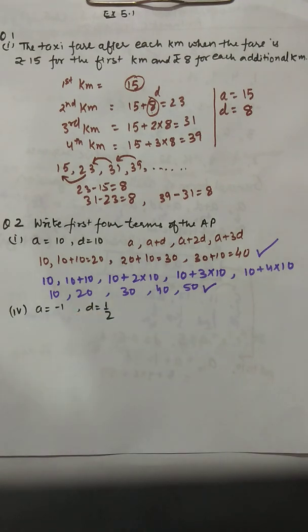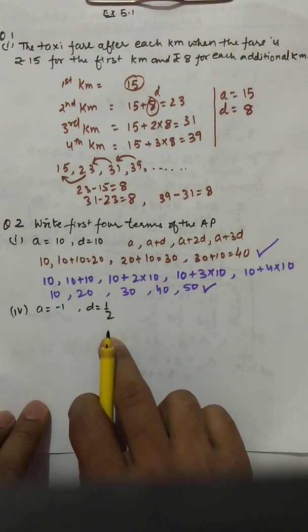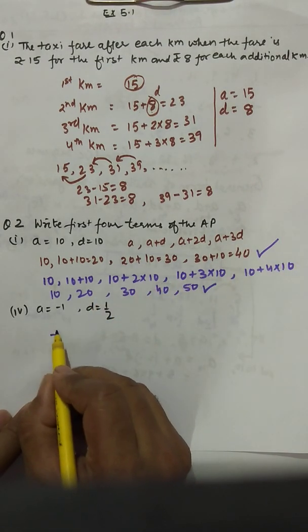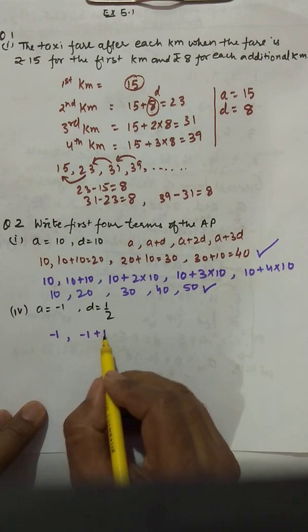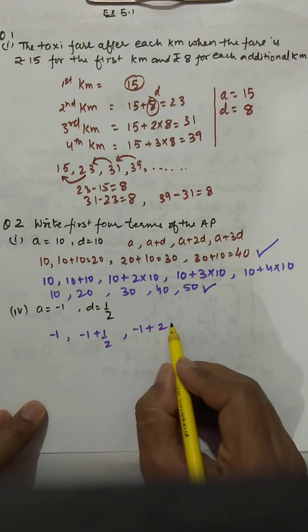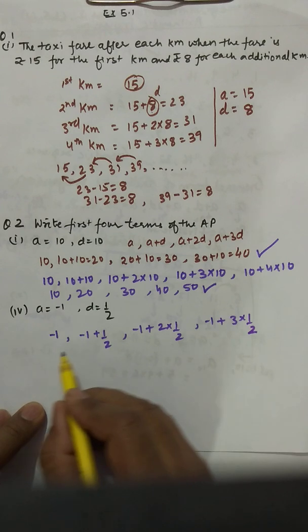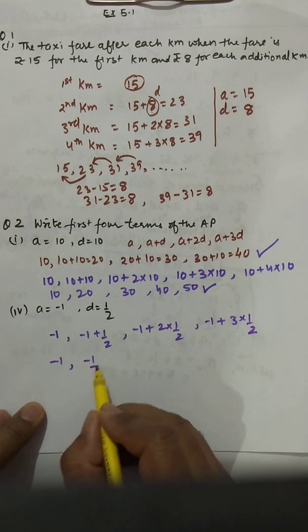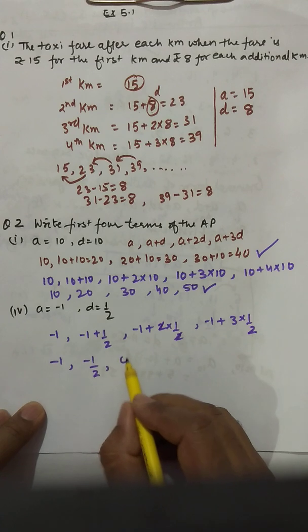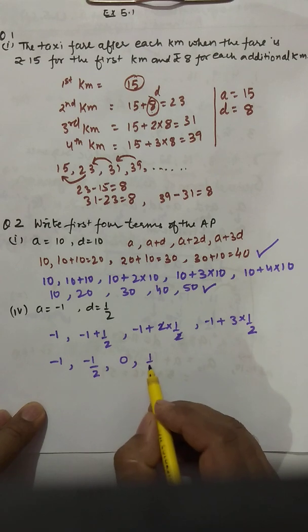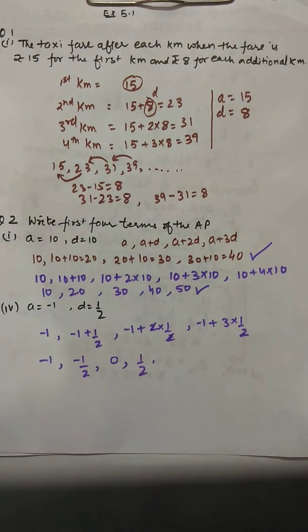Now come to the fourth part. A is -1, D is 1/2. I can use either method. So this is -1, next will be -1 plus 1/2, then -1 plus 2 into 1/2, then -1 plus 3 into 1/2. Now we can simplify: this is -1, this is going to be -1/2, then this is 0, and then this is 1/2 and so on. This way we can find the terms, as they have asked to find 4 terms.